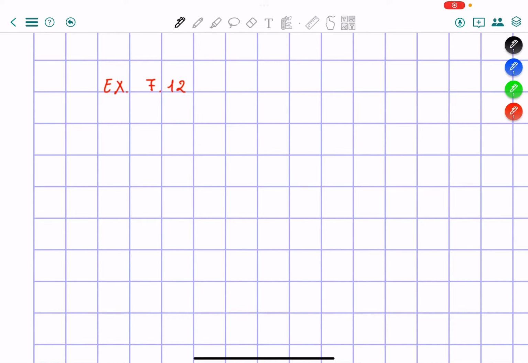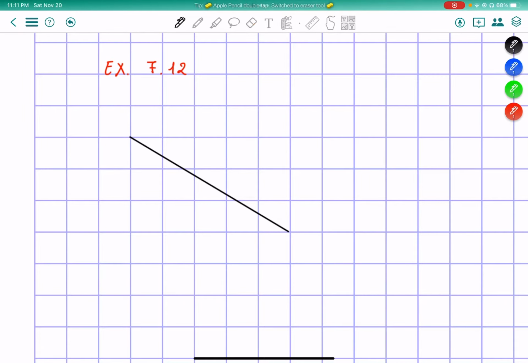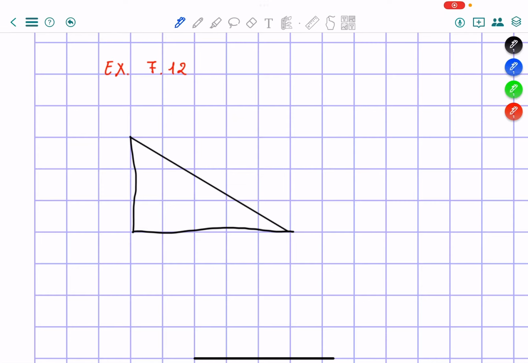Exercise 7.12 is a little complicated to explain because it's very, very theoretical. But let me try to explain it. First of all, I wanted to make an example. So I have, for example, a ball rolling off a steep incline with height h.